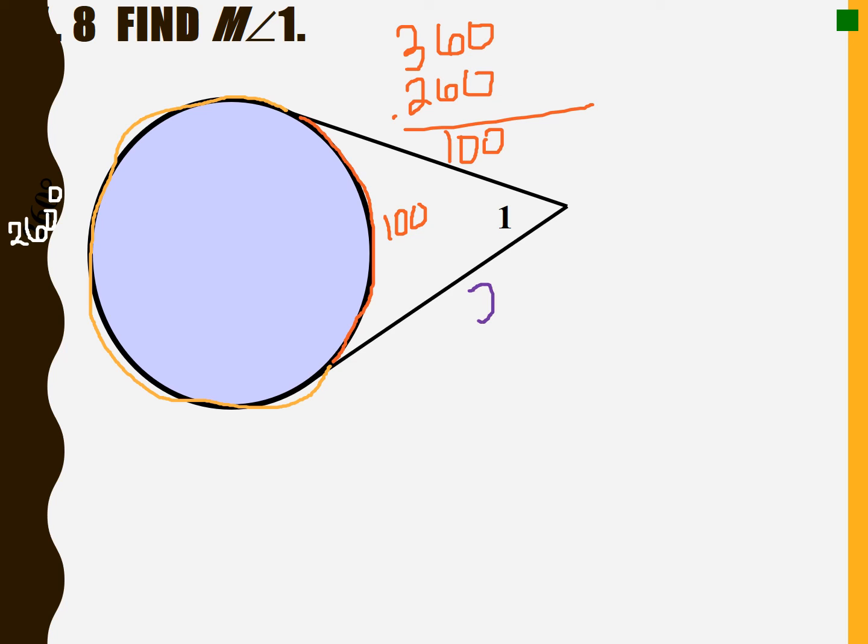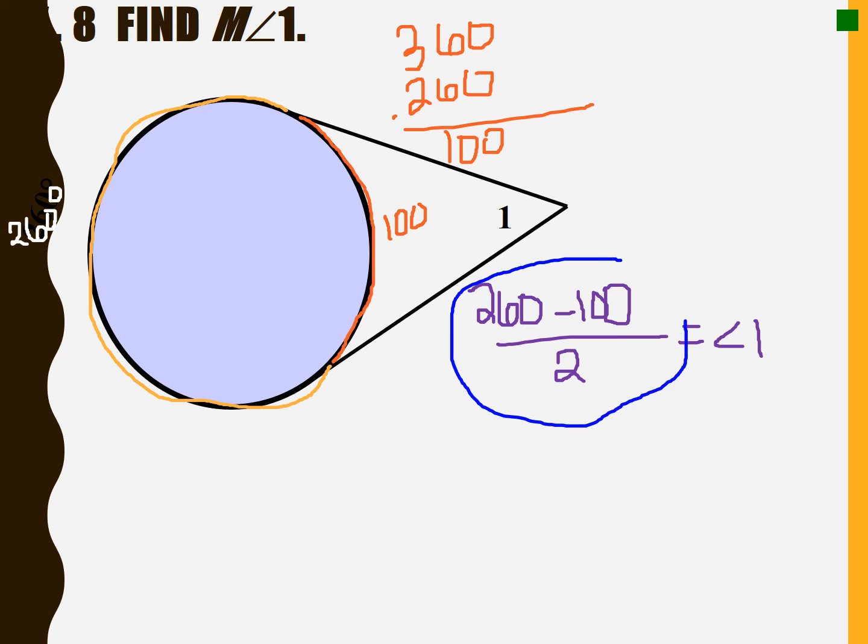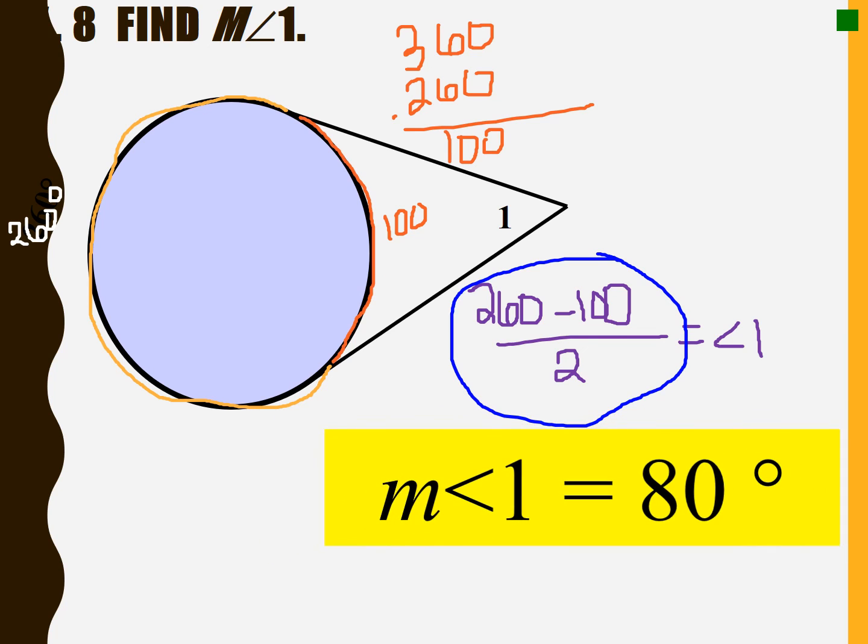So it's large arc, which is 260, minus small arc, which is 100, divide by 2. And that equals the measure of angle 1. When we put this whole thing in the calculator, we get that the measure of angle 1 is 80 degrees. So this is how you find the measures of angles inside and outside the circle.